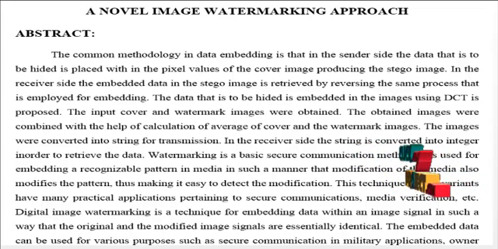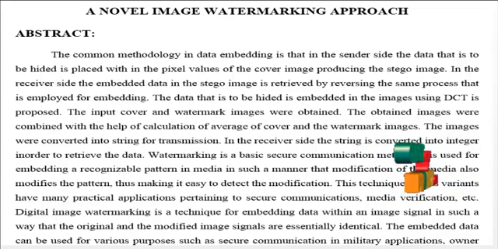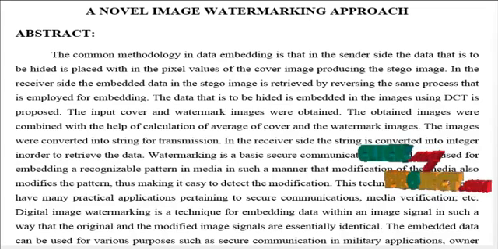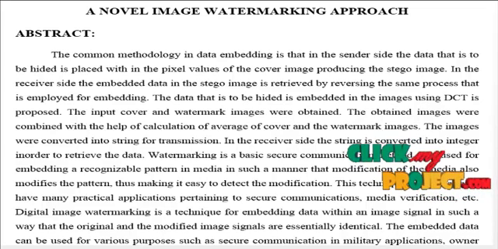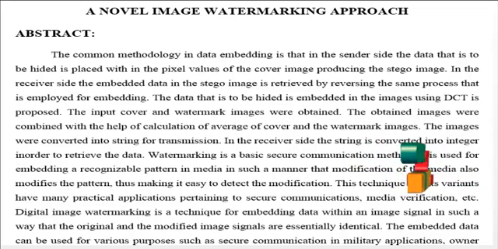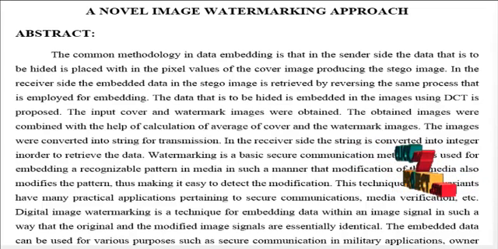The common methodology in data embedding is that on the sender side, the data that is to be hidden is placed within the pixel values of the cover image, producing the stego image. On the receiver side, the embedded data in the stego image is retrieved by reversing the same process that is employed for embedding. The data that is to be hidden is embedded in the images using DCT, which is proposed.